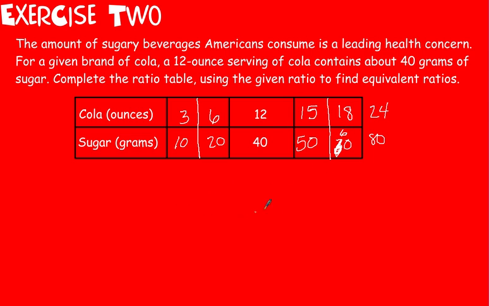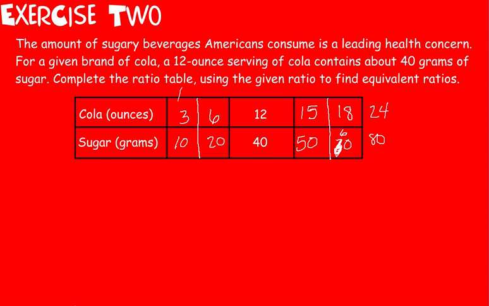There we go. Okay, so all these ratios work. So if you had 3 to 10 or 6 to 20, that's fine. If you had 15 to 50 or 18 to 60, that's fine. Or even 24 to 80, that's fine. I just want you to know that there are different ways of finding these numbers.